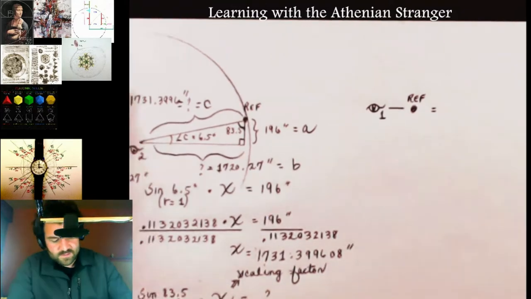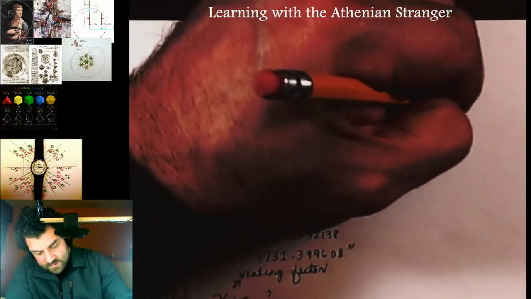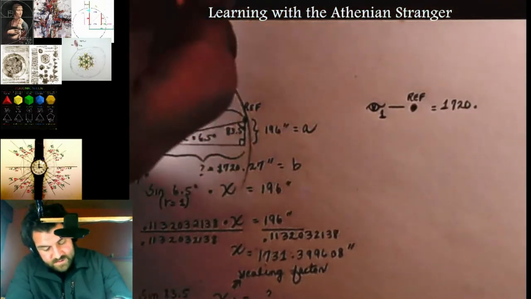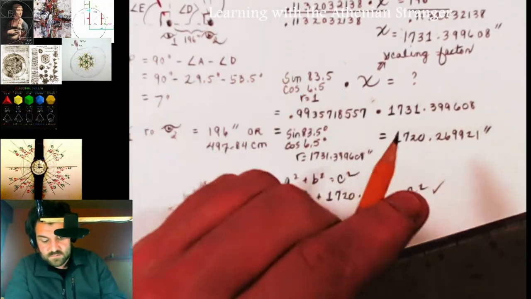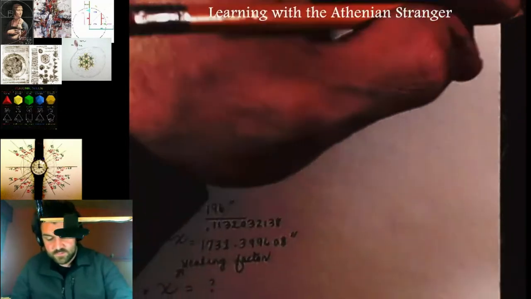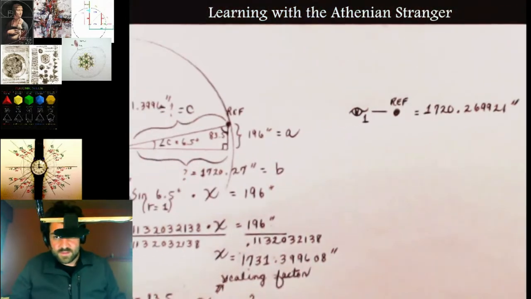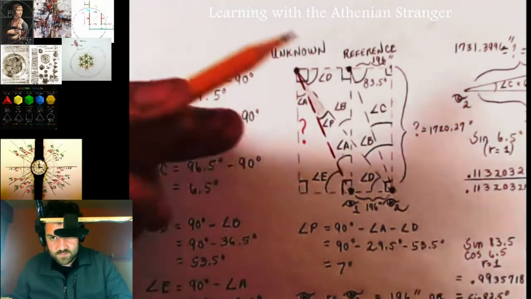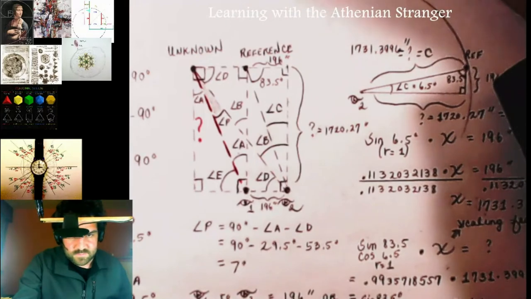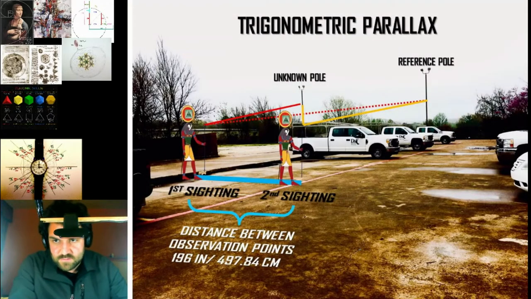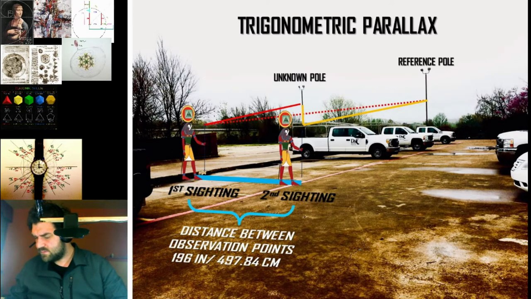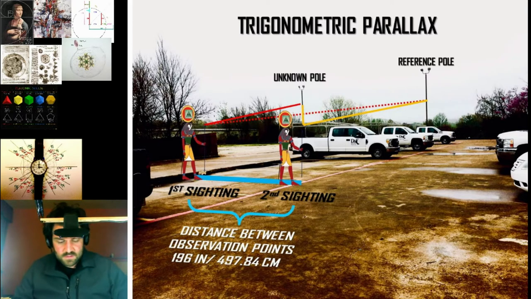We now have that distance. That distance is 1720, and I want to be exact here, so I'm going to revert back to our longer expression, 1720.269921 inches. That is this distance here from the reference light pole to my first viewing location. If I show you the original image here, we now know the distance from the first sighting location to the reference light pole. That's 1720.269921 inches, so it's 143 feet away, is what it's saying.